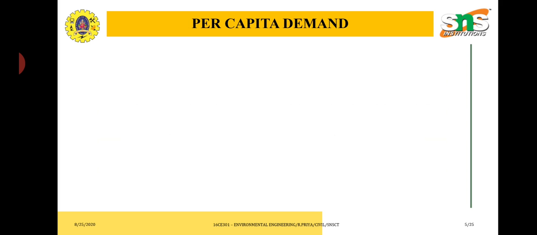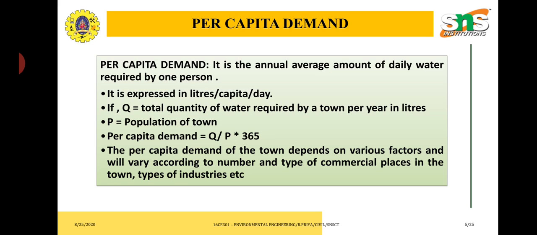Coming to the per capita demand, it is nothing but the annual average amount of daily water required by one person. In simple terms, a person requires so many liters, for example 100 liters of water a day, and that is known as per capita demand. It is expressed in liters per capita per day. Per capita demand is calculated by quantity of water divided by population into 365. The 365 represents 365 days, so we are calculating the per capita demand per year.